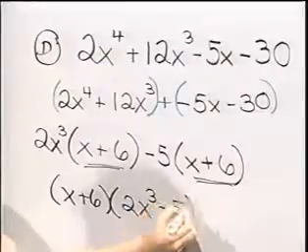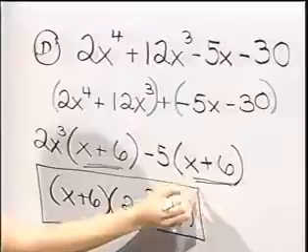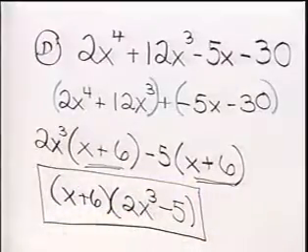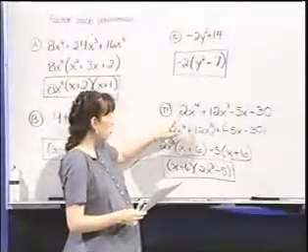And therefore, you have a product of x plus 6 times 2x cubed minus 5. And if you multiply these 2 polynomials, you come back to your 4-term polynomial.